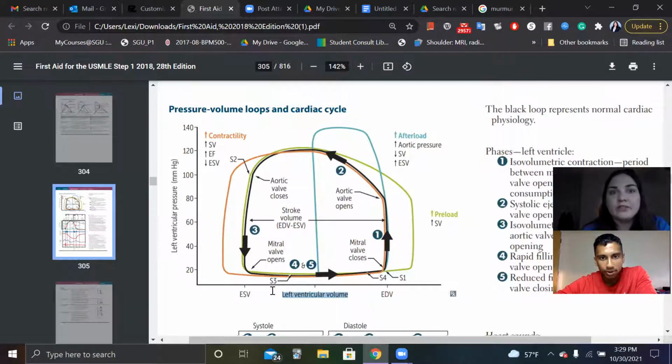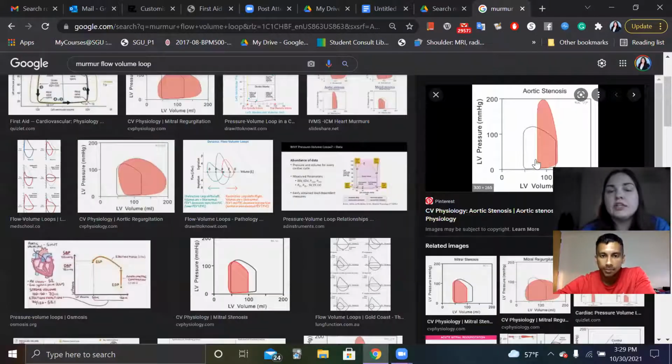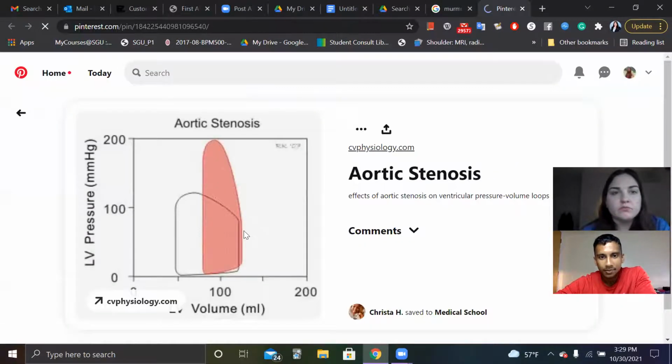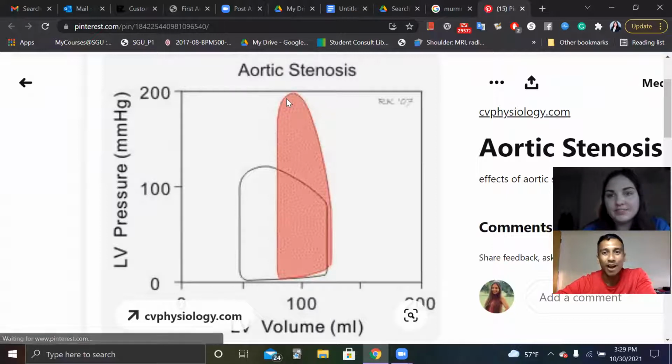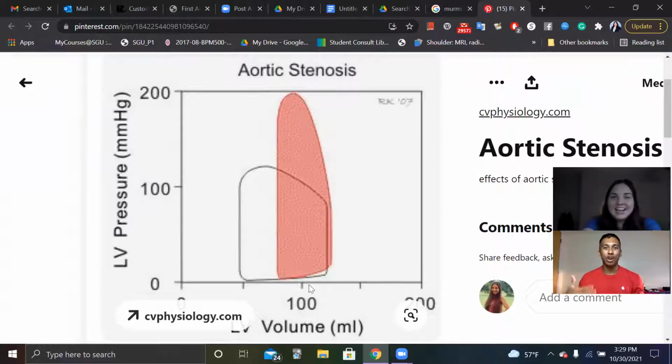Preload. Okay, so as far as we're concerned, height is afterload, width is preload. If I look at something like aortic stenosis, you'll notice it's super, super tall because of a lot of afterload. Grace, I learned this like 5 minutes ago. But right? Perfect. So you need the higher height, pressure to open the aortic valve, right?